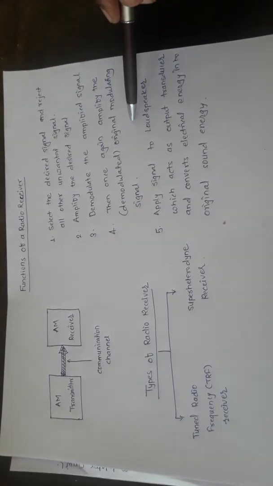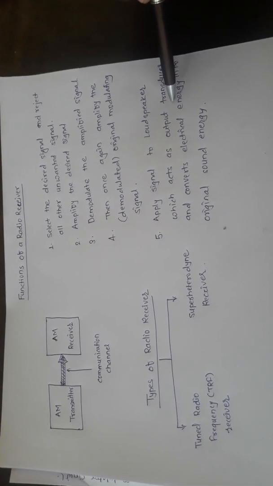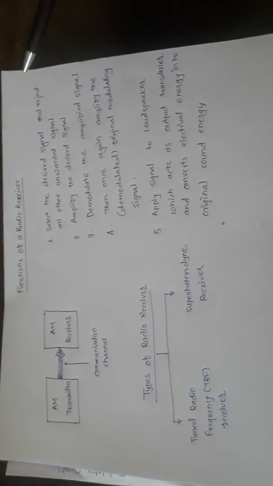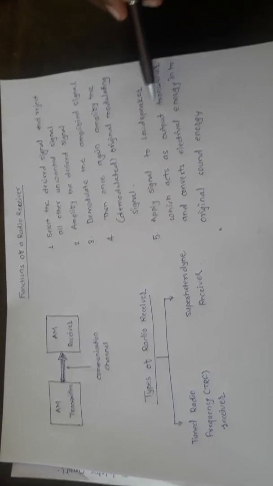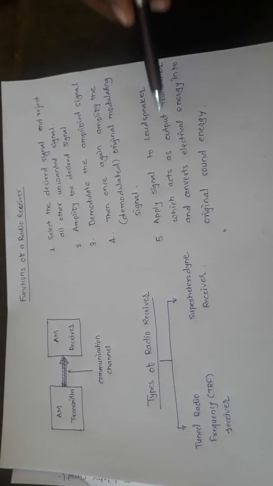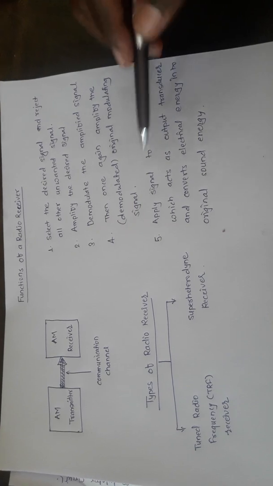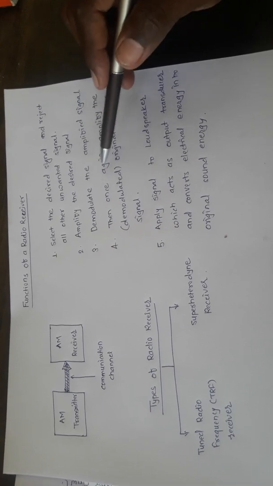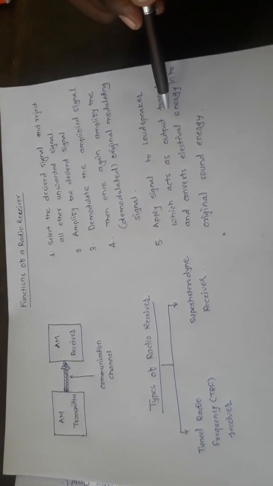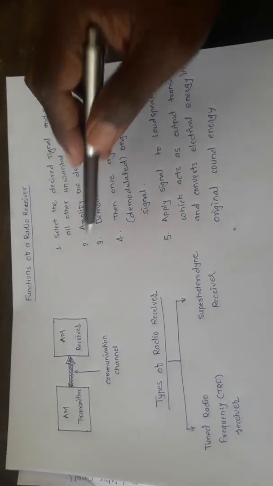Now, this original modulating signal is applied to the loudspeaker, which acts as an output transducer, because we want to listen to the music or sound transmitted through the AM radio receiver. So we need a transducer which converts electrical energy into sound energy, and that transducer is nothing but the loudspeaker. The fifth step is to apply the original modulating signal, demodulated in the demodulation process, to the loudspeaker so as to get sound energy at its output.